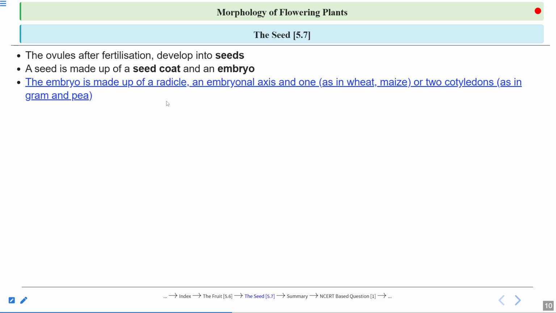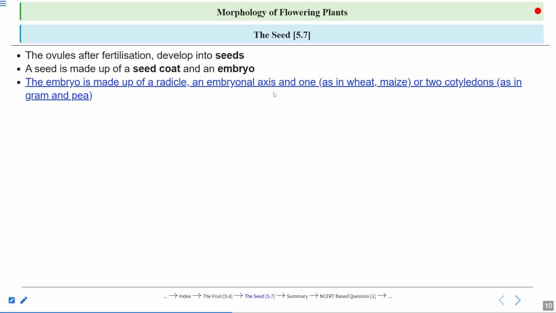Coming to the embryo part, what is this embryo made up of? The embryo is made up of one part called the radicle, which comes out at the time of germination and forms the root. An embryonal axis and one or two cotyledons. There is an embryonal axis.